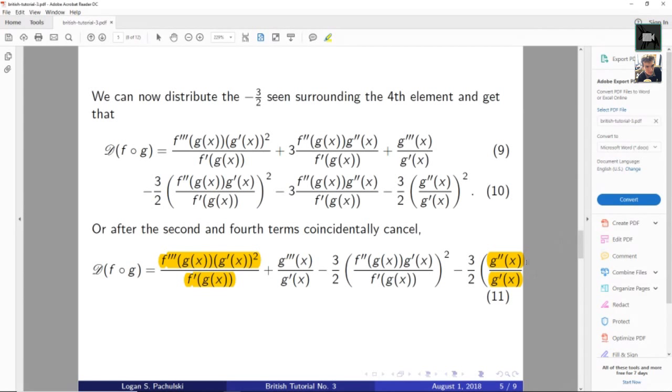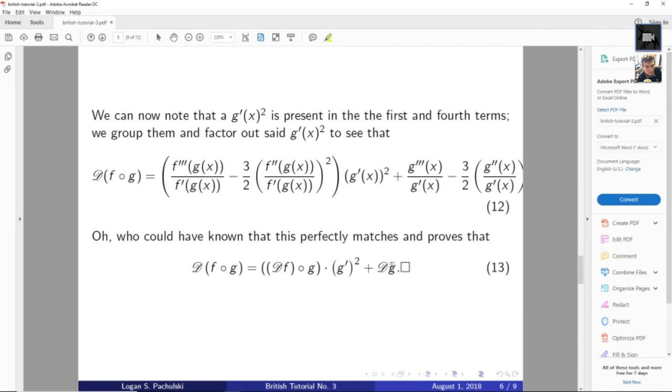That's sufficiently clear. So we're going to be factoring out the g prime squared of the first term and the third term. Anyways, we can factor that out and get the equation, the upper equation seen here.